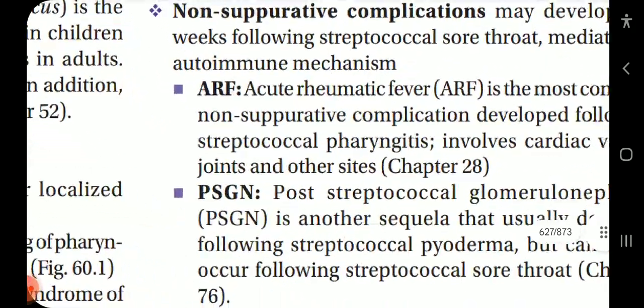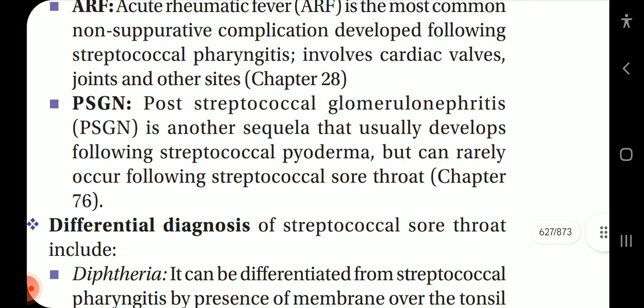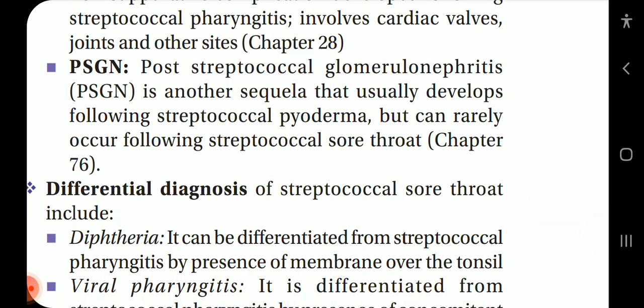Non-suppurative complications may develop 2 to 3 weeks following streptococcal sore throat, mediated by autoimmune mechanism. ARF, acute rheumatic fever, is the most common non-suppurative complication developed following streptococcal pharyngitis. It involves cardiac valves, joints, and other sites. PSGN, post-streptococcal glomerulonephritis, is another sequela that usually develops following streptococcal pyoderma but can rarely occur following streptococcal sore throat.